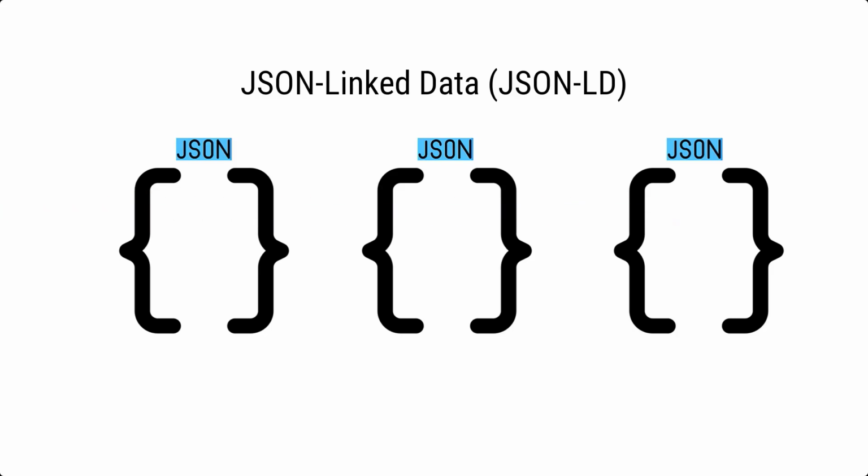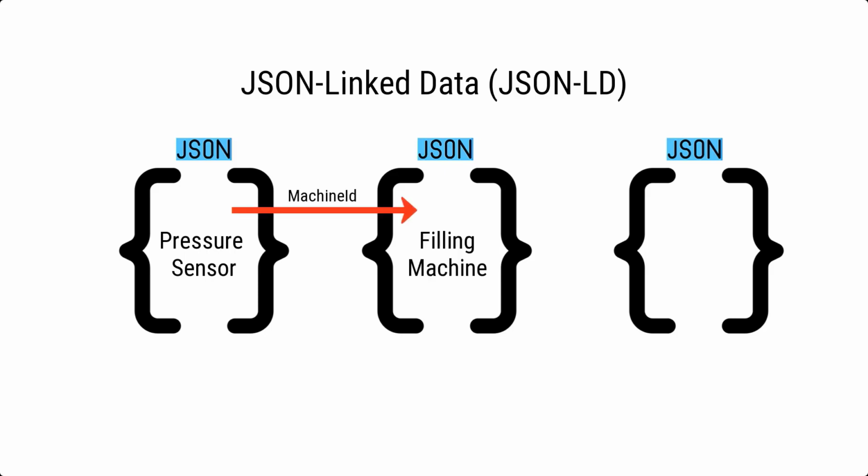As a simple example, let's consider a JSON object describing the pressure sensor of a filling machine. The JSON object would have data that links to another JSON object with data describing the filling machine on which the sensor is installed. Consequently, the JSON object describing the filling machine would also have a link to the bottling line in which the machine is located. This allows you to hop from data point to data point, linking related information together, hence linked data.